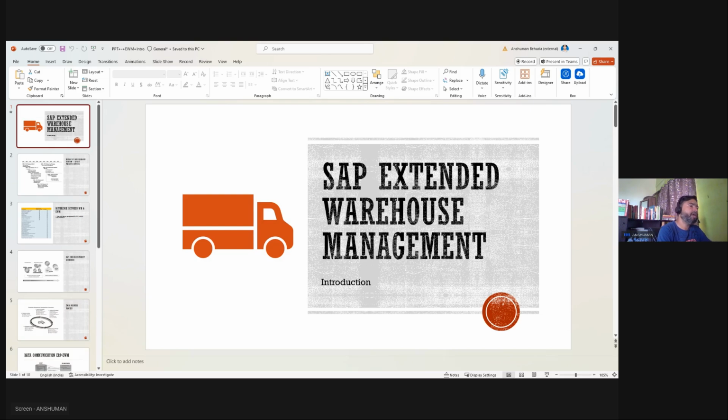Before, there was SAP WM, warehouse management. Right now, SAP EWM is in scope. They have introduced SAP EWM. We will be looking into the starting and growth of SAP EWM, when it started. So we'll be understanding the history, and then we will go into the topics. Some of the basic things we'll be looking into.